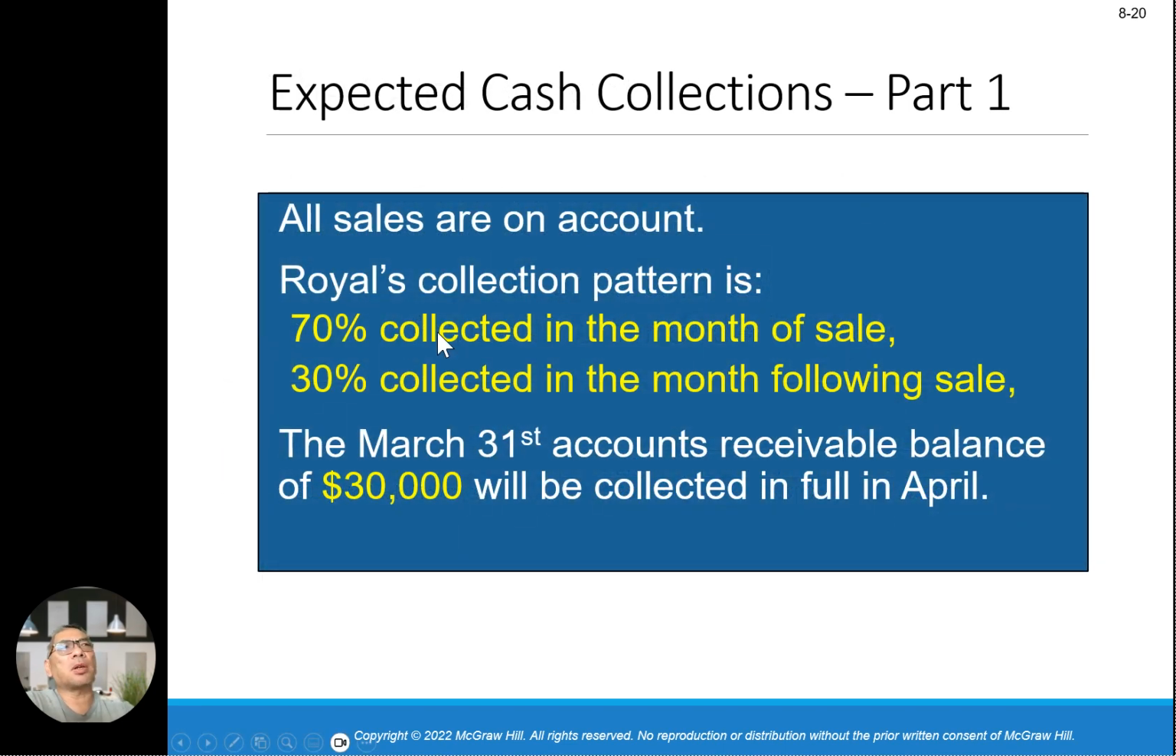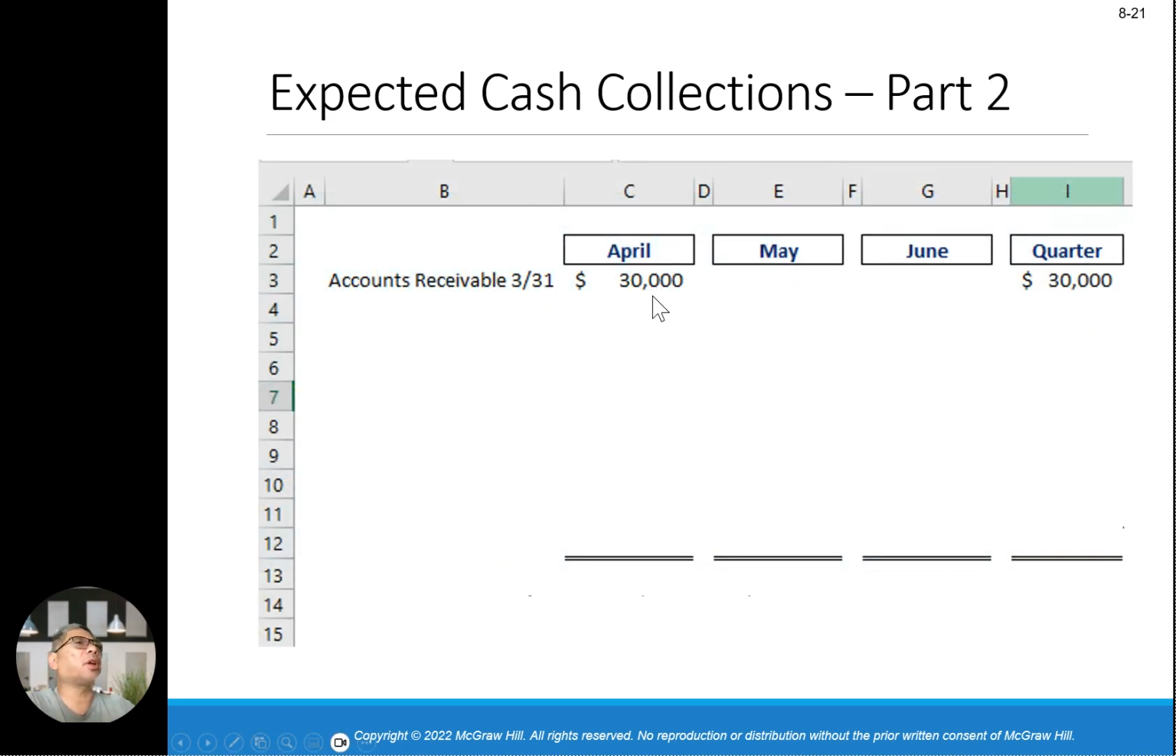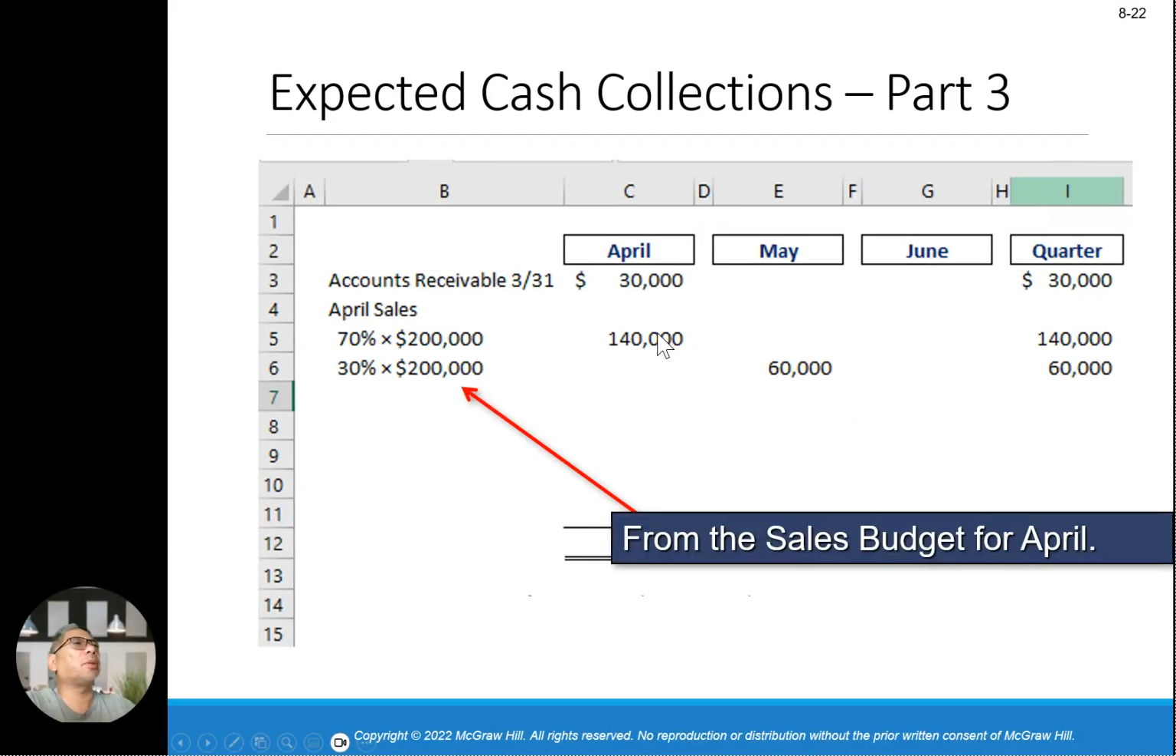Also based on accounts, Royal's collection pattern is 70% collected in the month of sales. This is based on the pattern. 30% is collected in the month following sales. For the March 31st account receivable balance, the 30% will be collected in full by April. In terms of April, here you've got accounts receivable of 30,000 for the quarter. 70% is the expected collection. Here is an example: the first is April sales, 70% in April. The second one is 30%. This is the typical expected cash collection budget.